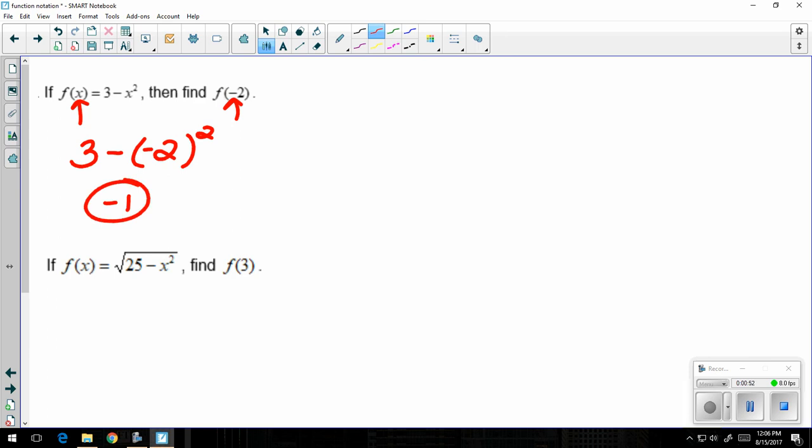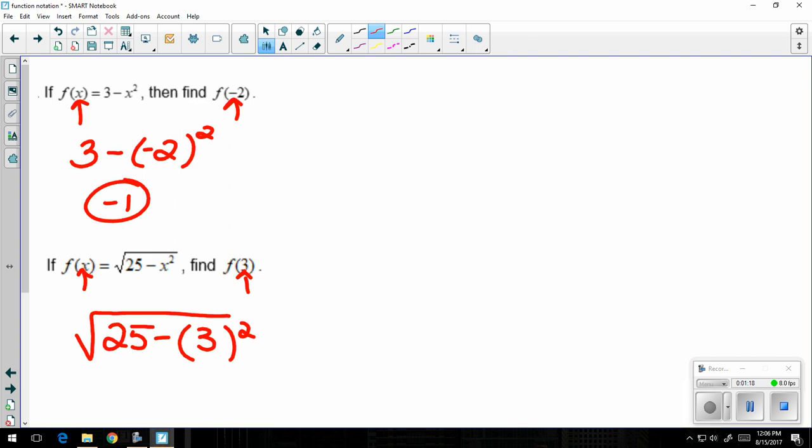Let's take a look at one more. If f of x equals the square root of 25 minus x squared, find f of negative 3. So once again, anywhere I see an x, I'm going to replace it with a negative 3. So I have the square root of 25 minus x squared. Instead of an x, I put my parentheses, and now I'm going to fill that parentheses in with a negative 3.